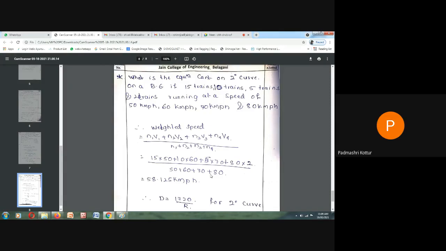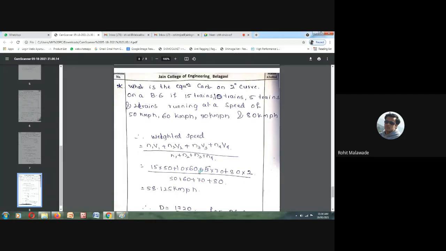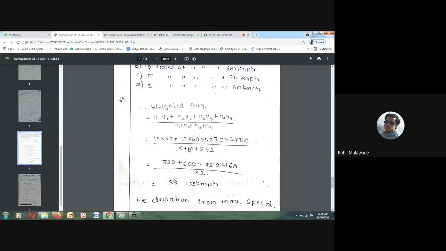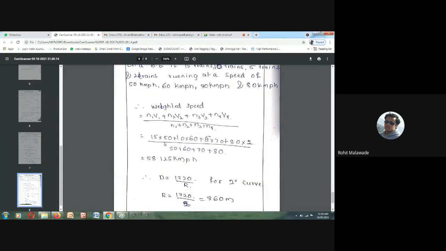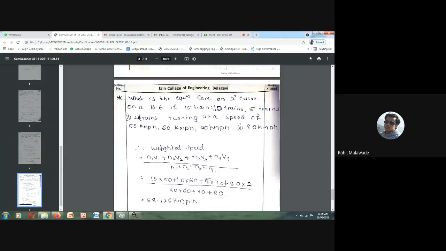Yes, sir. Sir, in the average speed, N1 plus N2 plus N3 plus N4, you have taken the speed of the train, sir. 50 plus 60 plus 70, oh, sorry. Here, I should use the number of trains. I should not mention 50 plus 60 plus 70 plus 80. I should mention here 15 plus 10 plus 5 plus 2. Okay, I should mention the number of trains. Here I have taken it as a speed. Okay, sorry. In the previous problem, I have done it properly, but here there is a mistake, right? It has to be the number of trains.